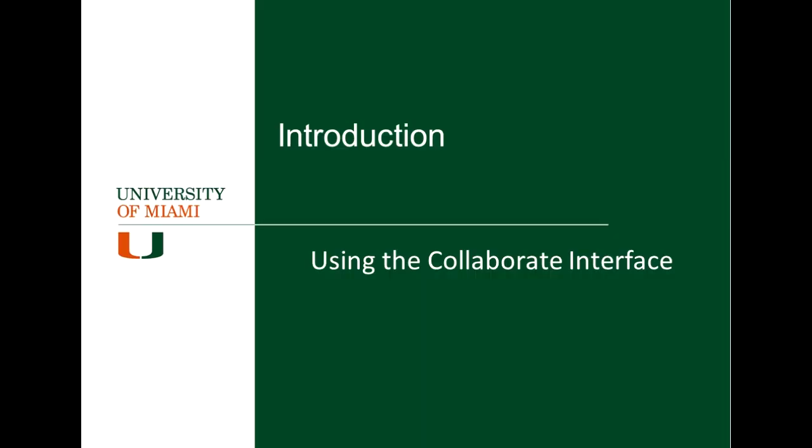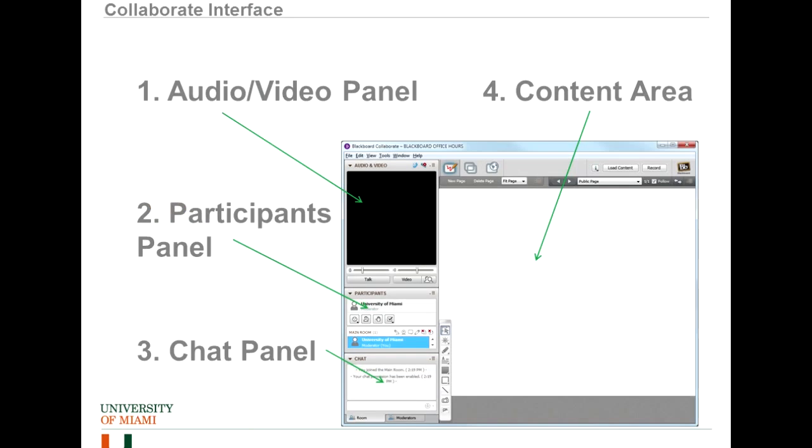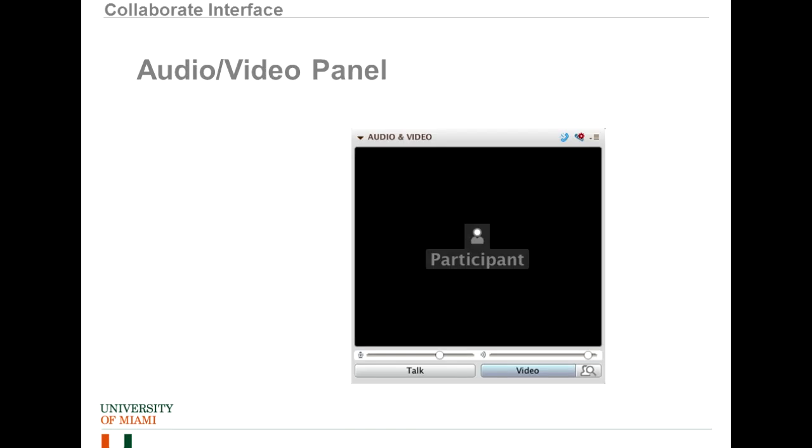Just a quick introduction to using the Collaborate interface. A couple of things to point out. We have the audio and video panel, the participants panel, the chat panel, and the content area. In the audio video panel, we have sliders for the mic and audio volumes, and here are the toggle buttons. Click once to turn it on, click again to turn it off. You have talk and video and a preview button for your video.